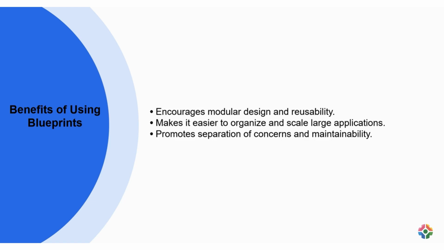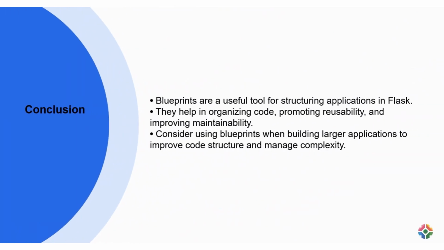specific tasks independently. Blueprints in Flask are beneficial for organizing and structuring applications effectively. They facilitate code organization, enhance reusability, and improve maintainability. When working on larger Flask applications, integrating blueprints can streamline the code structure and manage complexity efficiently. For instance, when developing an e-commerce platform with distinct sections like product catalog, user profile, and checkout process, creating separate blueprints for each section enables modularity and enhances scalability while maintaining a clean codebase.